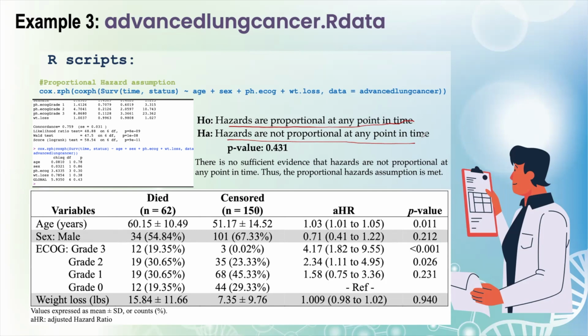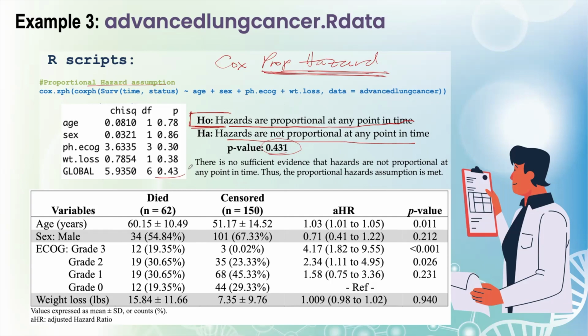Now, the Cox proportional hazard model, from the name itself, Cox proportional hazard regression model, assumes that the hazards are proportional against time. Meaning the hazard does not change across time. So in order for you to use this, be sure to satisfy the null hypothesis. In other words, if you perform this test, which is the proportional hazard assumption, be sure that the p-value is greater than 0.05. In this case, the p-value is 0.43. Then we can say that this is the overall. So we can say that there's no sufficient evidence that the hazards are not proportional at any point in time. Thus, the proportional hazards assumption is met.